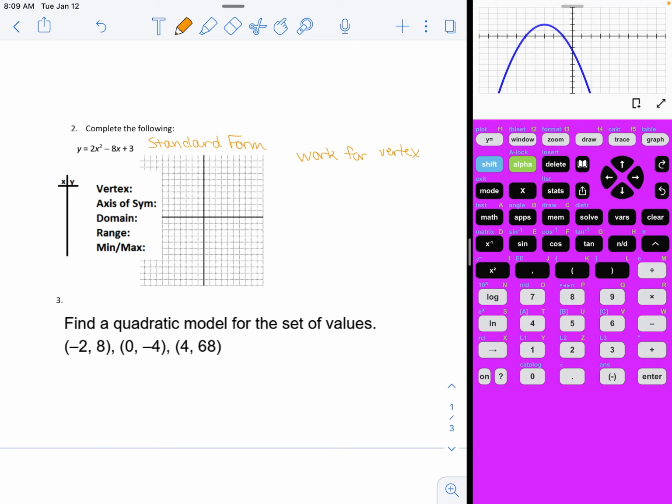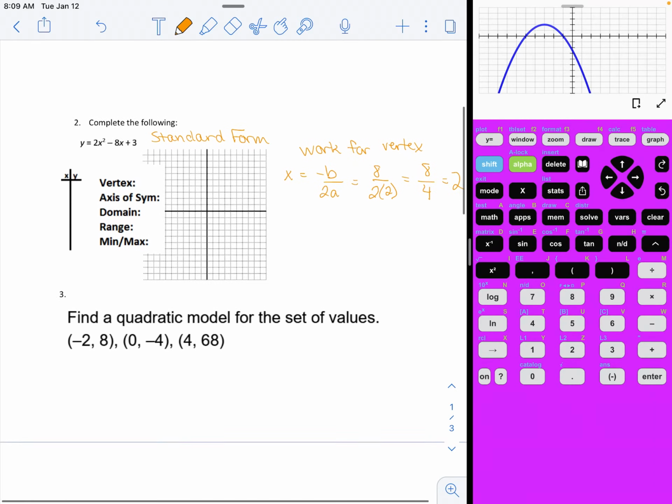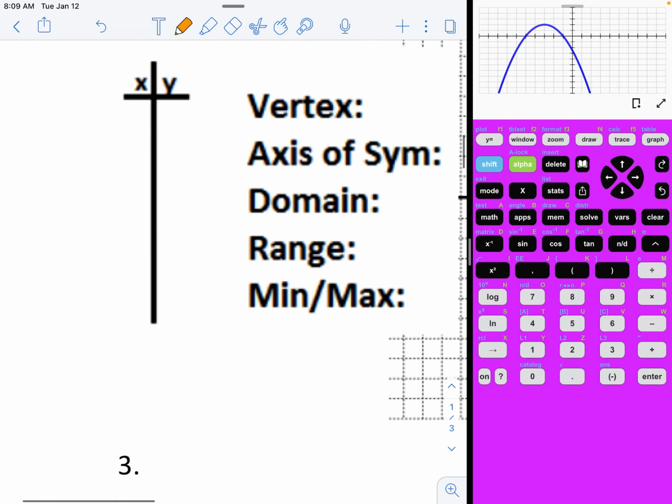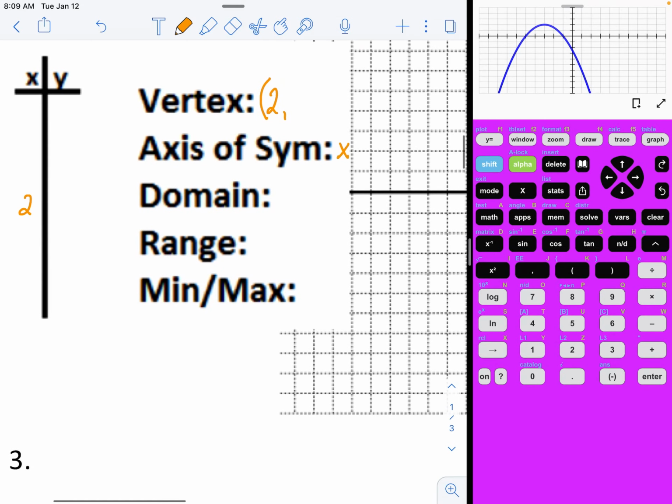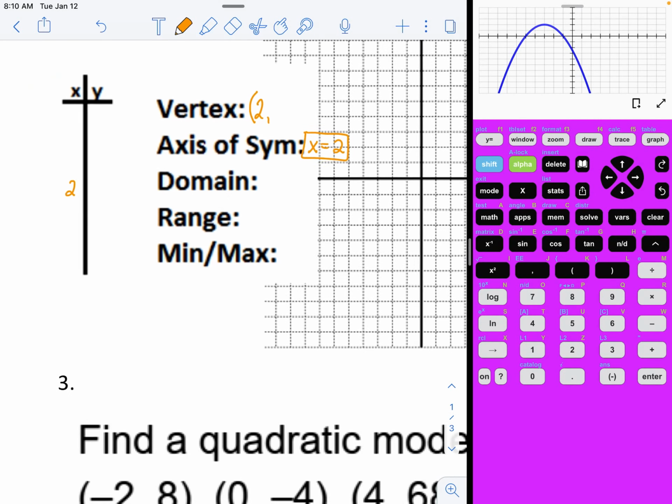So what I'm going to do is write x equals opposite b over 2a. So opposite b is +8 over 2 times a, which is 2. Don't type that in your calculator in one step. You'll get it wrong. That's 8 over 4, which reduces to 2. So that's just the x value of the vertex. So I can zoom in here. And I know it's going to be 2 comma something. I know 2 is going to be my middle number. I just solved for my axis of symmetry.